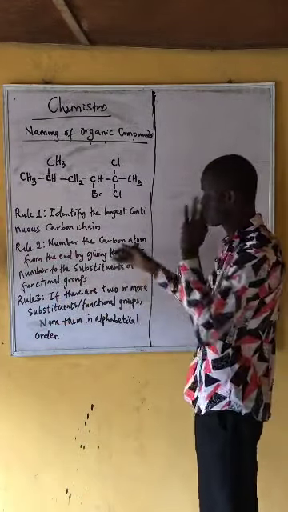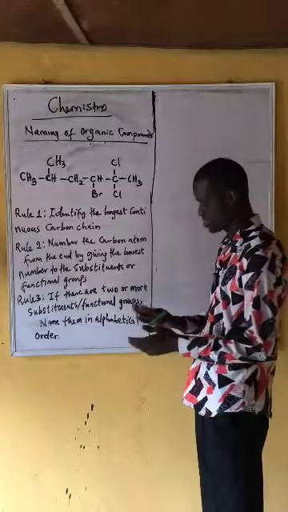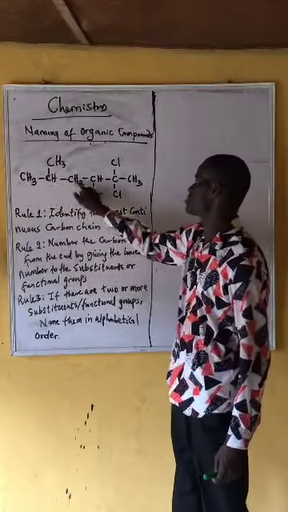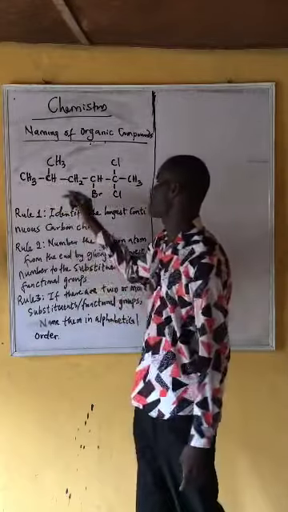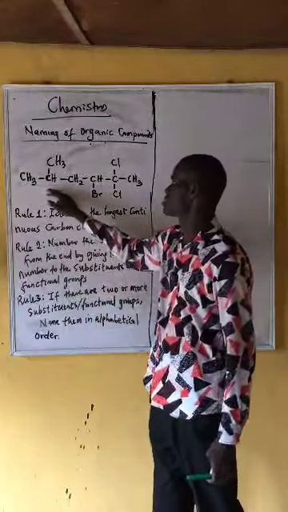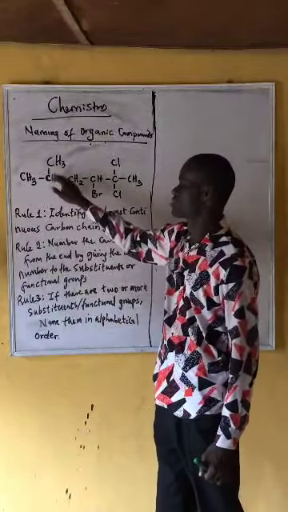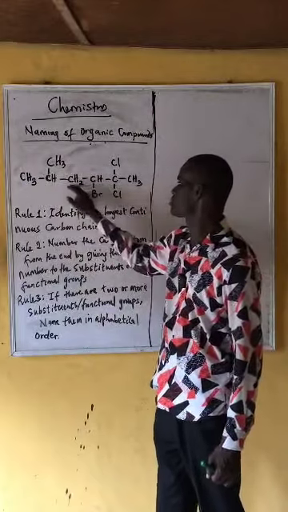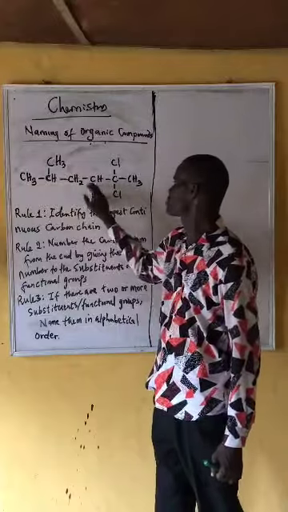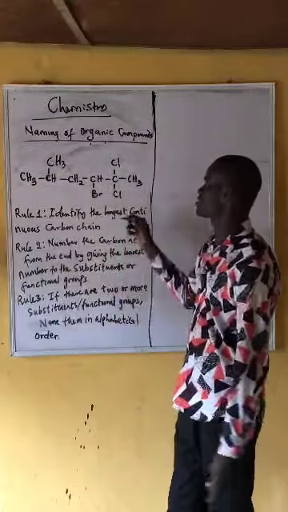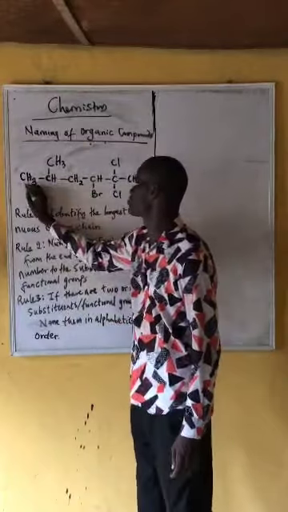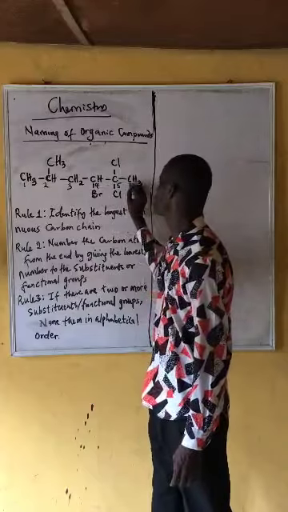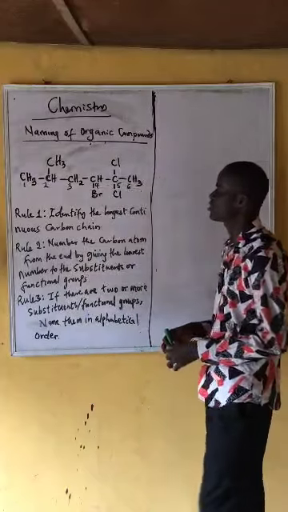Now, rule number one says identify the longest continuous carbon chain. Let's identify the longest chain here. If you start counting from here, this is 1, 2, 3, 4, 5, 6. So there are 6 carbons. If you start from other ends, it is only 1, 2, 3. So let's start naming from here. 1, 2, 3, 4, 5, 6. The longest chain is 6 carbon.